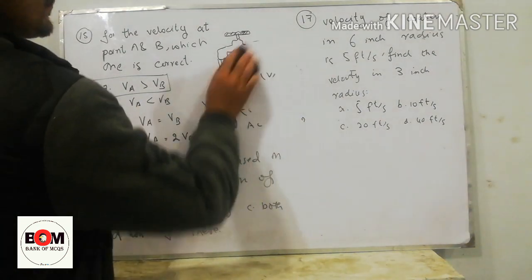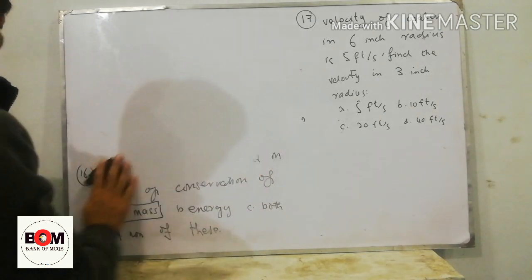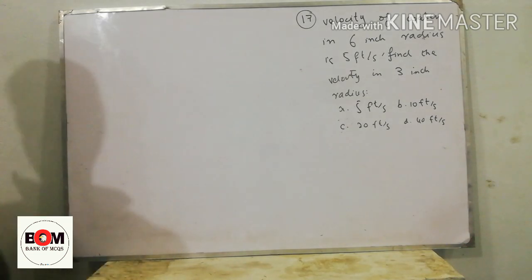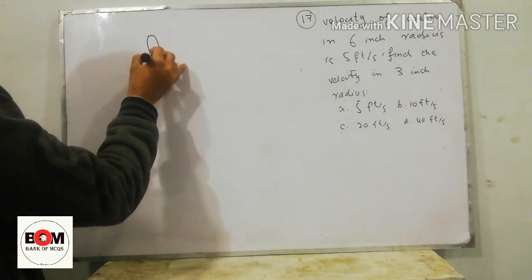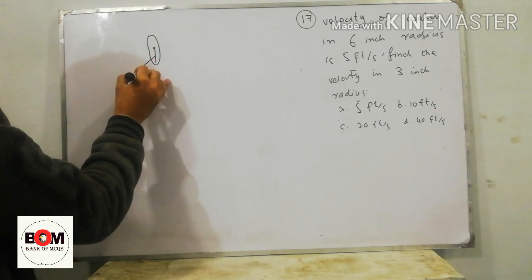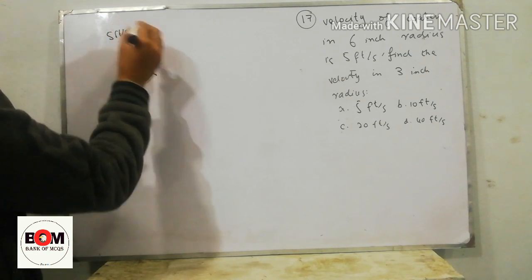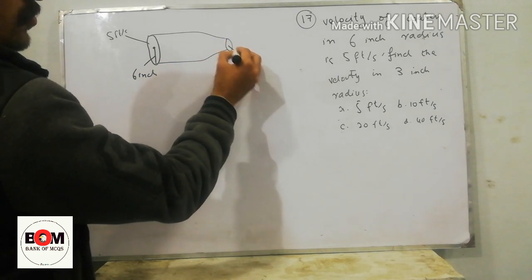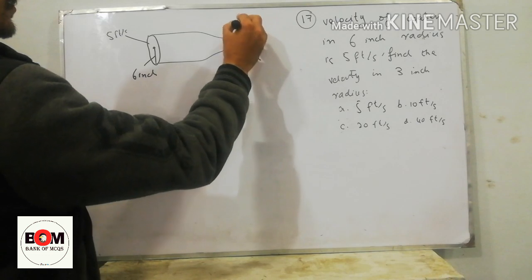The next one is MCQ number 17. The velocity of water in a 6-inch radius pipe is 5 feet per second. Find the velocity in a 3-inch radius pipe. We have no need for a diagram, but for your concept I will write it. For the 6-inch radius, the velocity is 5 feet per second. Now the radius is decreased to 3 inches; find the velocity V2.